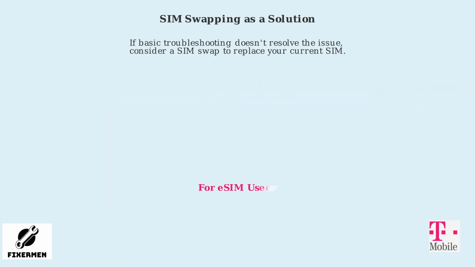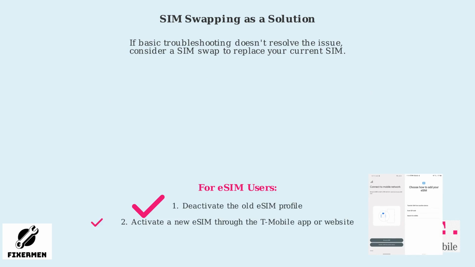For eSIM users, the process is digital and streamlined. First, deactivate your old eSIM profile. Then activate a new eSIM directly through the T-Mobile app or website. This automated process ensures a fresh connection without physical hardware. Both processes are completely free and designed to be user-friendly. The SIM swap provides a clean slate for your device to connect properly to T-Mobile's network.